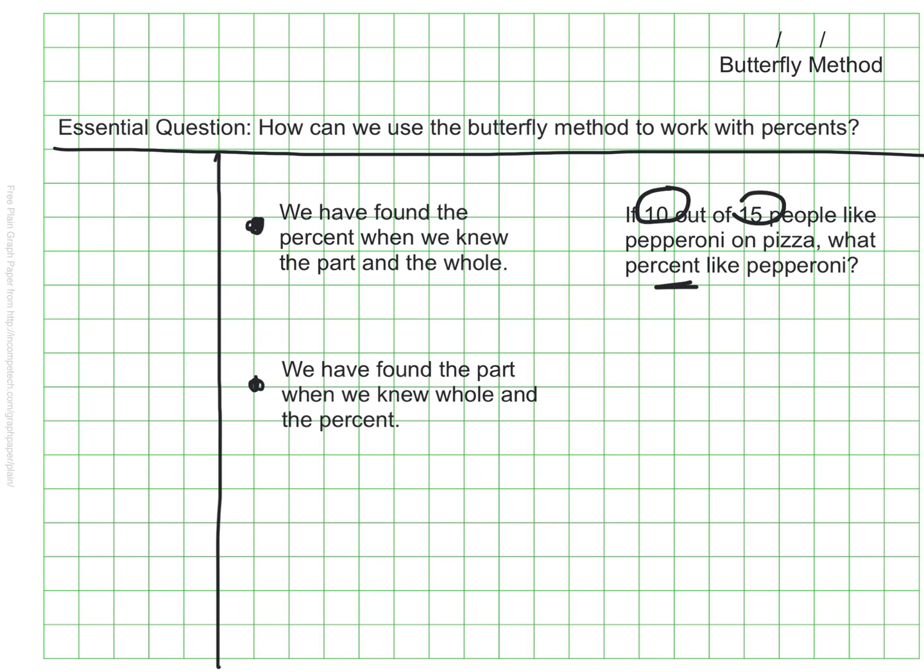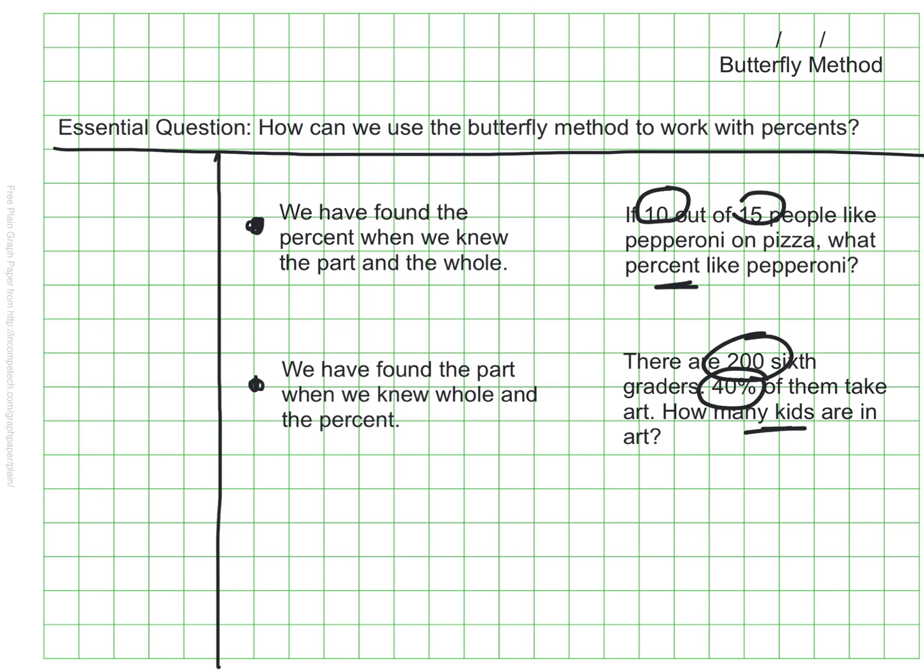We've also been able to find the part. This is when we know the whole, right? So we know all the sixth graders, and we know the percent of them who do a certain activity, and we want to know how many kids that is equivalent to. How many actual kids that is.